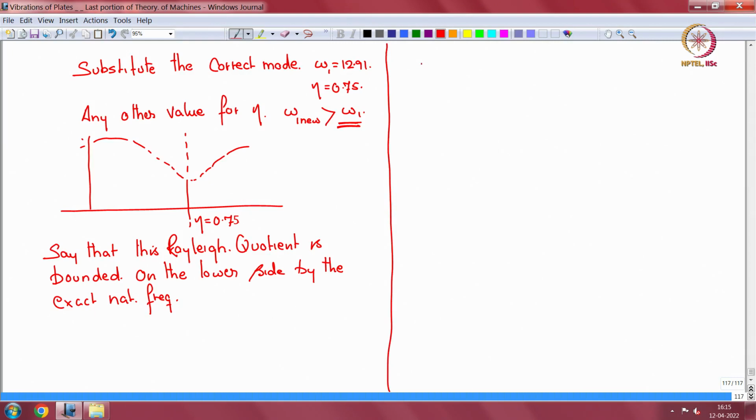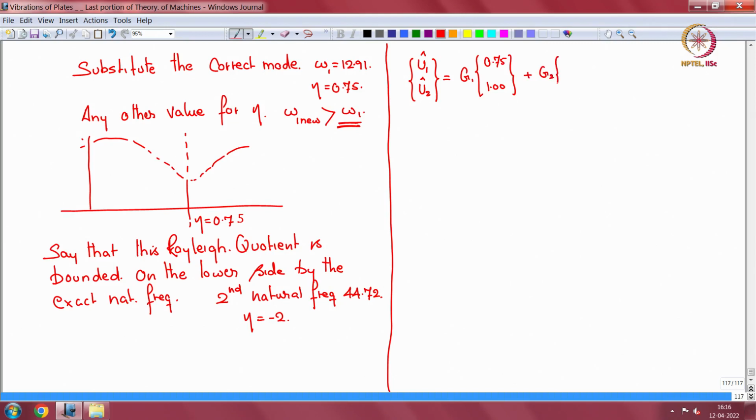So let us go further and use the fact that the second natural frequency is 44.72 and the corresponding eta is -2. So the general displacement now can be represented by some g1, a constant, times 0.75, 1.00, plus g2 times minus 2.0, 1.00.